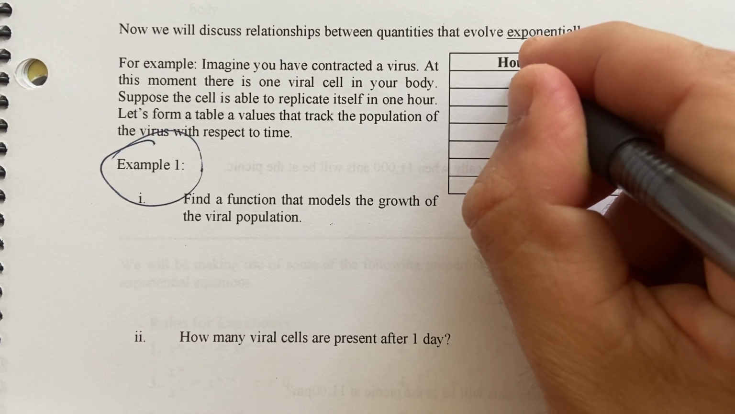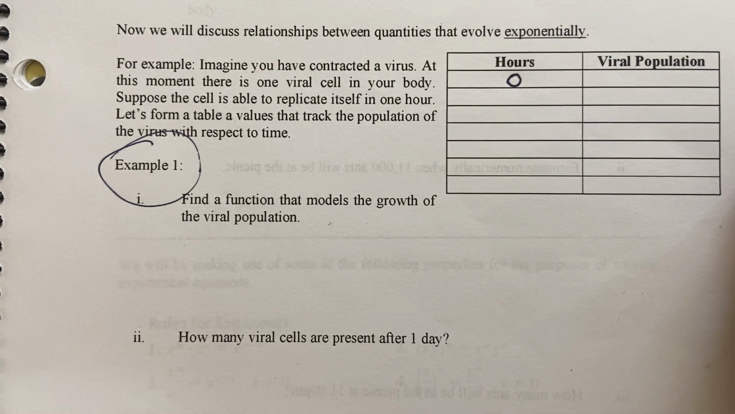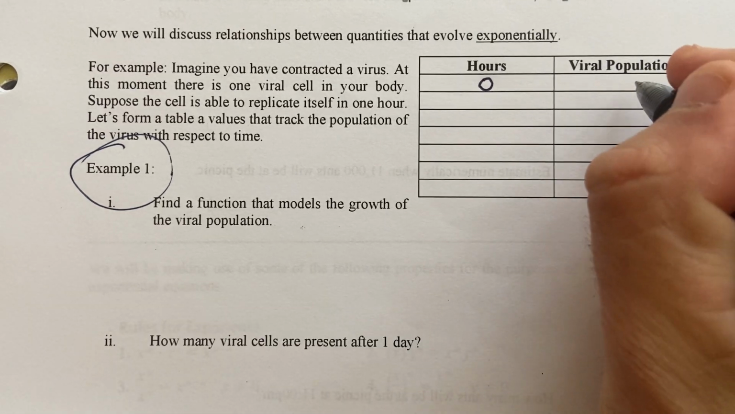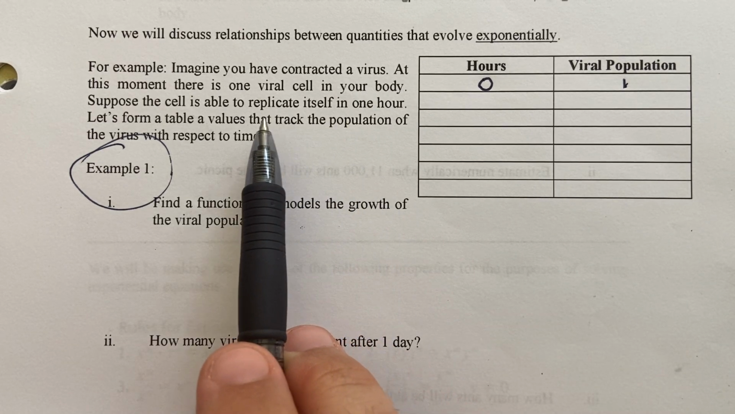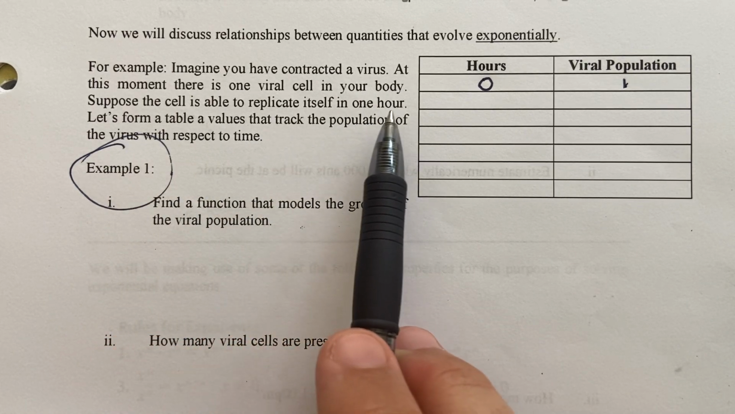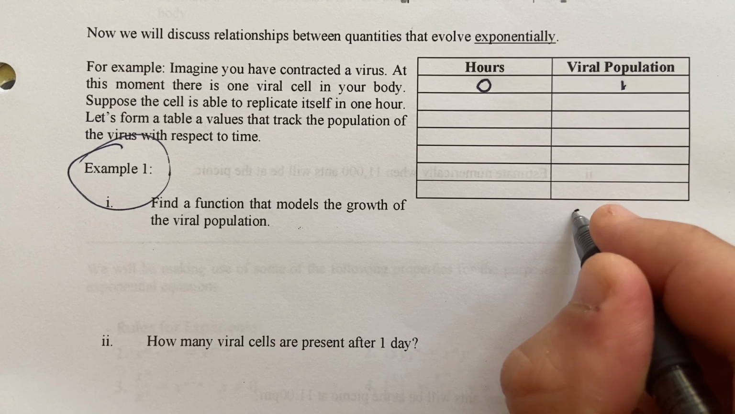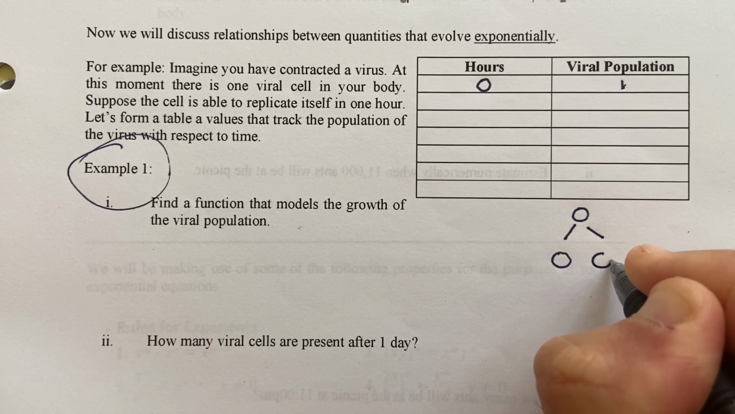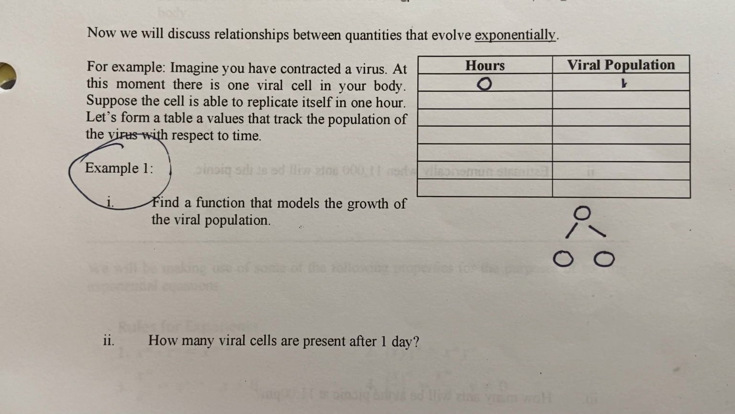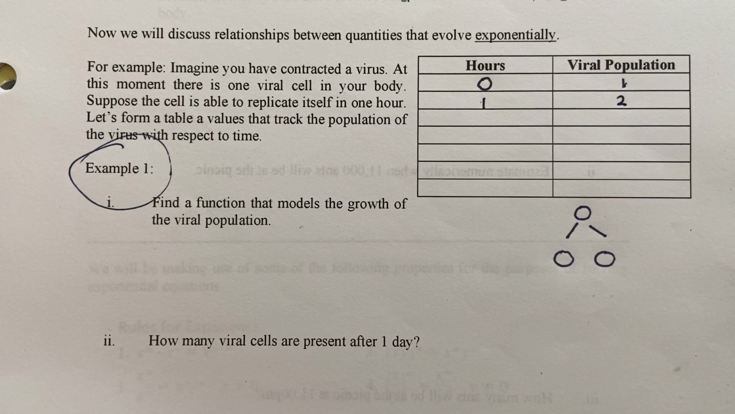So let's start with 0. So 0 hours after you contract the virus. In other words, right as that one cell enters your body, we would have one viral cell. And then the supposition is that it can replicate itself in 1 hour. So just to draw a picture of that, here's this one cell. After 1 hour, it has now turned into 2 cells. Okay, so after 1 hour, we would now have 2.